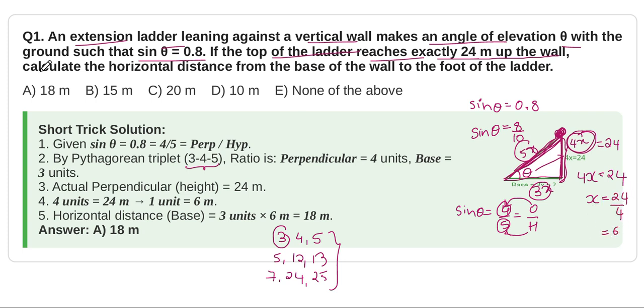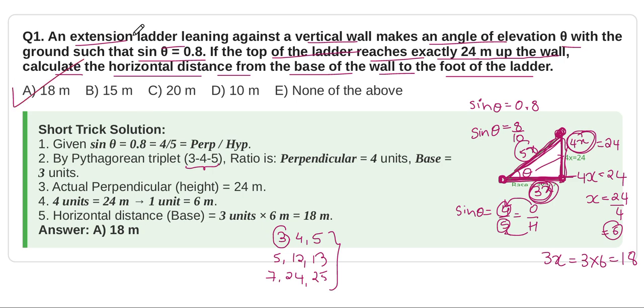Now what we have to find out? Calculate the horizontal distance from the base of the wall to the foot of the ladder. Okay, that means we have to find out this base. This is the foot of the ladder and this is the wall. So this base distance we have to find out. So we know that this base is nothing but 3x. And what is the value of x? 6. So 3 multiplied by 6 is 18. So our correct answer is 18 here. Okay. Look at the next question.